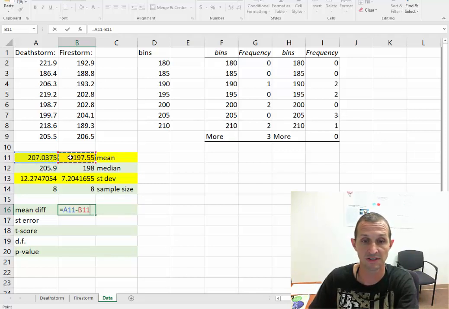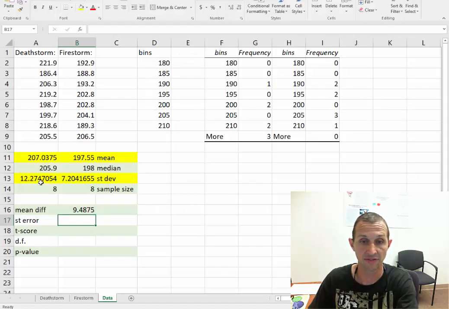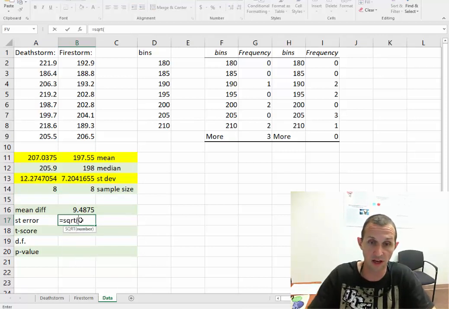So Death Storm minus Firestorm, we get 9.48, right? Next, for the standard error, you've got the standard deviation squared, right? Standard deviation squared. And so I actually have the standard deviations calculated and their sample sizes right here. So now I can go ahead and use equals square root of, right?